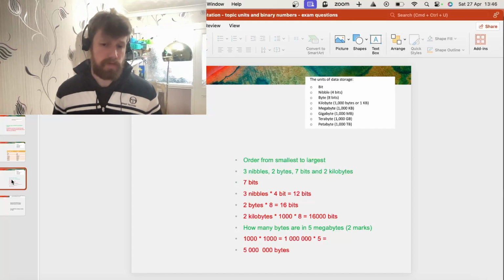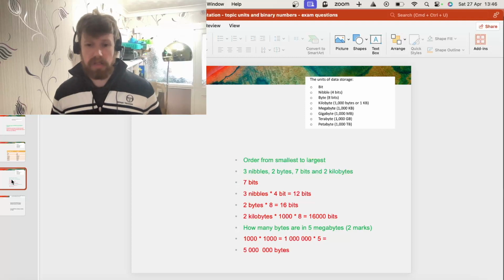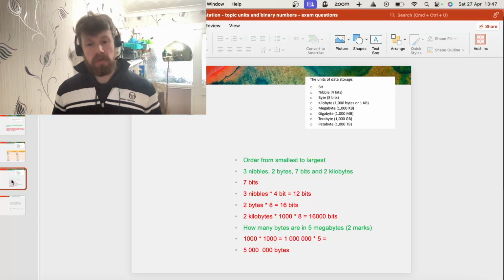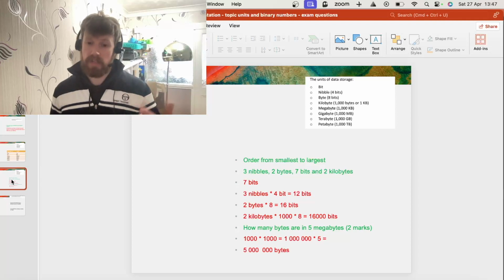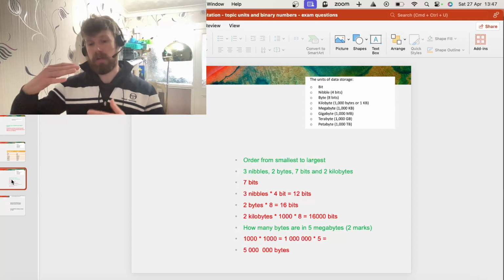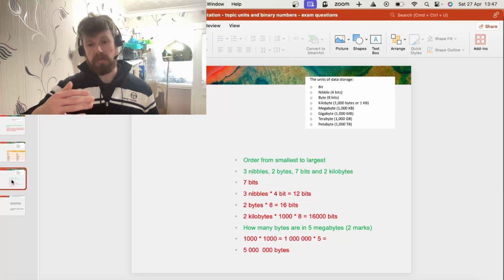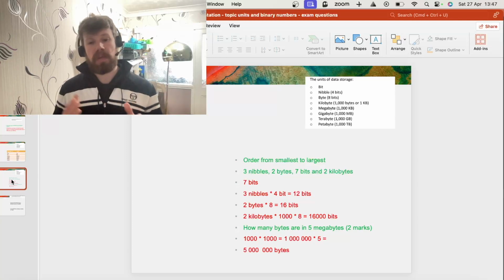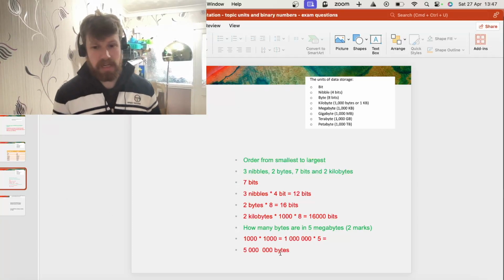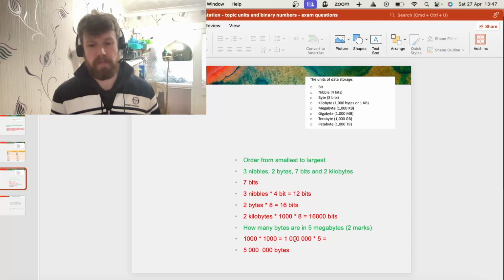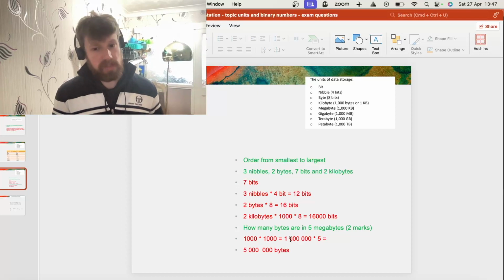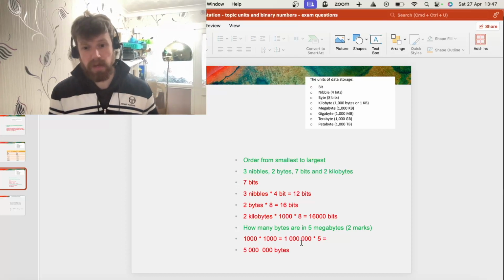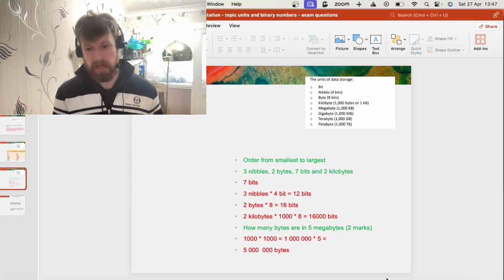Now, the final style of question could be something along the lines of how many bytes there are in 5 megabytes. From our previous slide where we were looking at how the units are stored, we've got 1,000 bytes in a kilobyte and 1,000 kilobytes in a megabyte. So we do 1,000 times 1,000. We take the 6 zeros and put them in before the 1. That gives us a million, and then we just simply times it by 5, which gives us 5 million bytes.